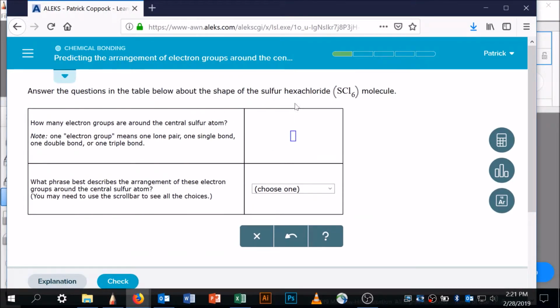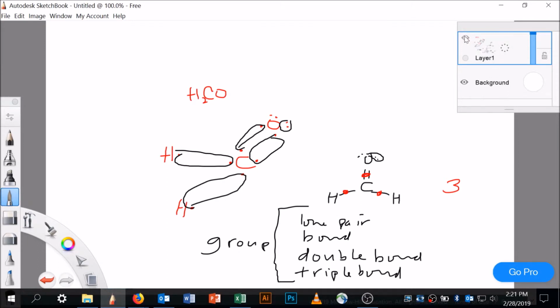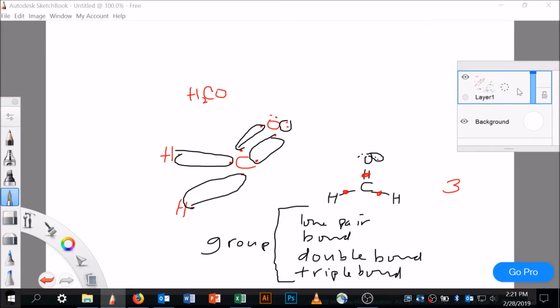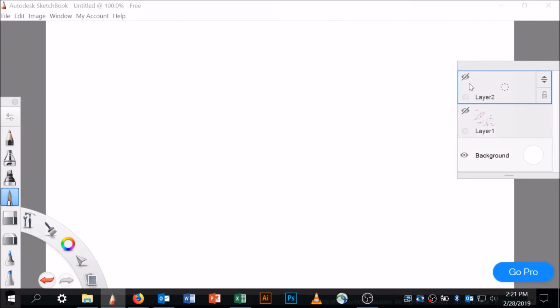So this time we're asked about sulfur hexachloride. So it's SCl6. All right, so let's go over here and let's make, just a second here. I think I can make a new layer. Disappear that one and come over here to this one. Okay, so it was SCl6. What color am I in? Let's go to black. S and Cl6.